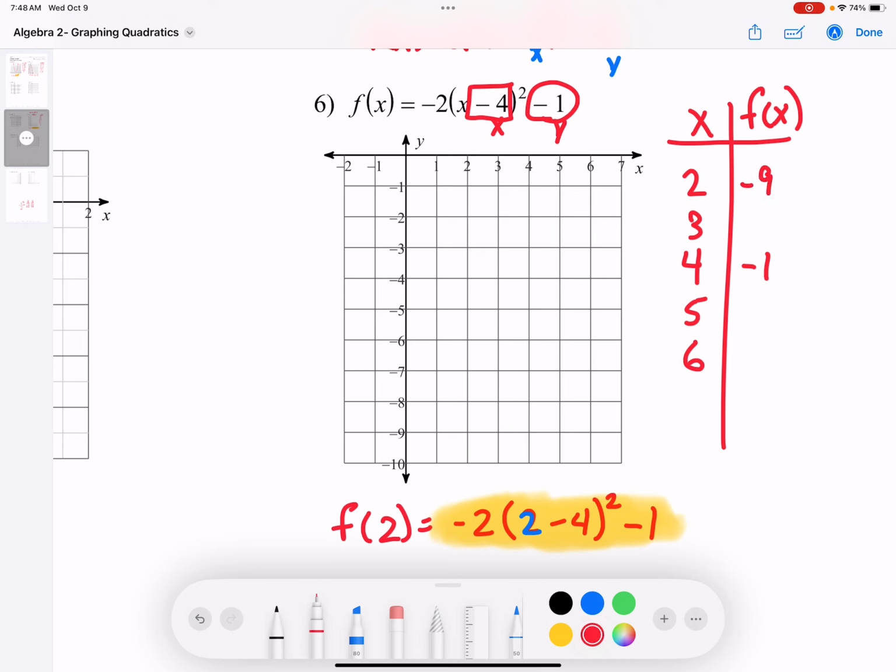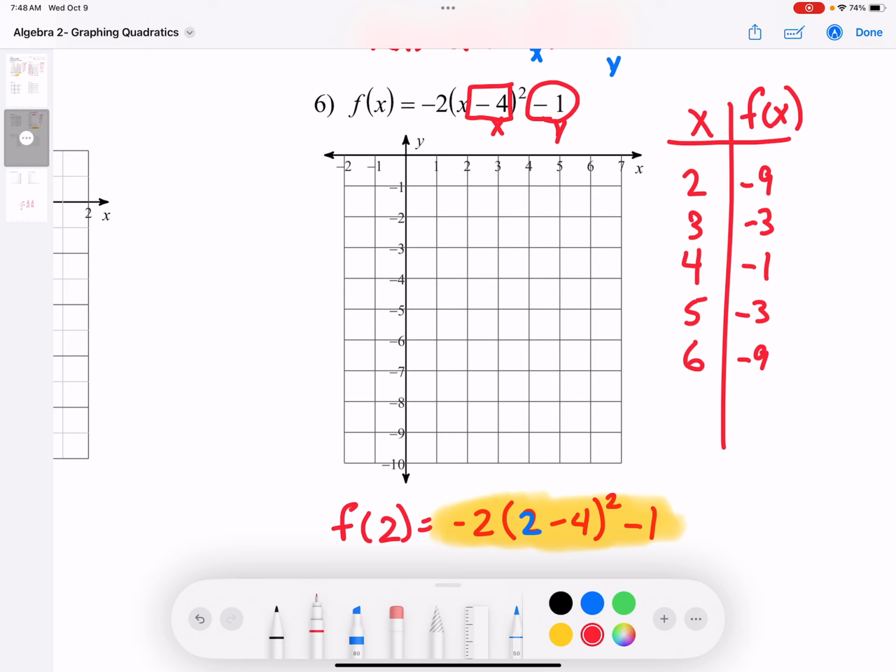Okay, so we hit the up arrow, go over to that 2 that I'm going to replace now with a 3. And we should get -3. And just as an insurance policy, I'm going to check and make sure 4 gives me -1, and it does. So I did that all correctly. Then we're going to plug in 5, and we get -3. And then we're going to go up and plug in 6, and we get -9.